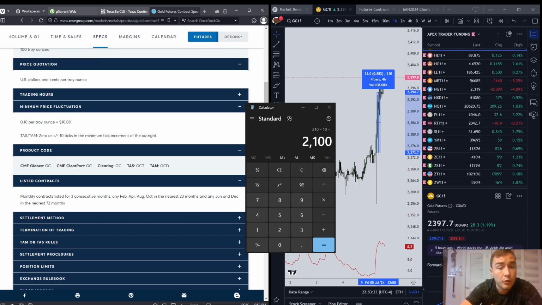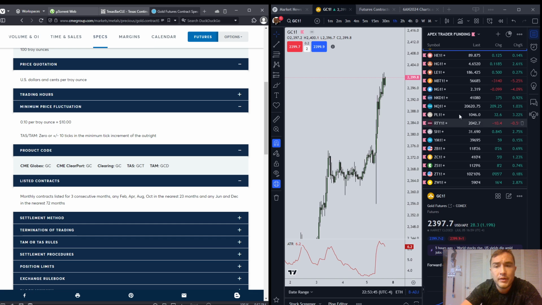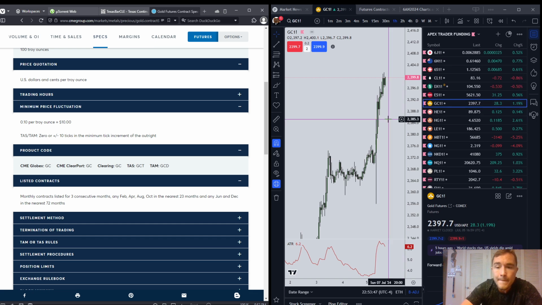One contract. So gold's a pretty big contract. It is $10 per 10 cents. So it moves 210 ticks, or 210 10-cent moves. It's 210 times $10. It's $2,100 for that move there per contract. So a pretty big contract.